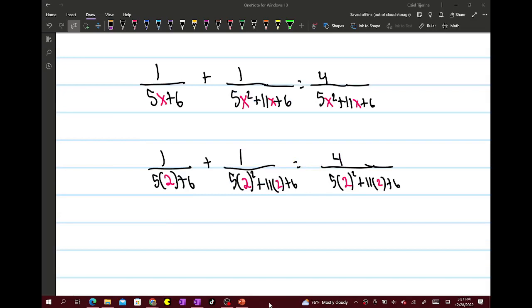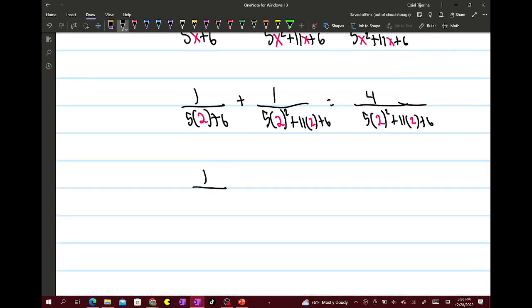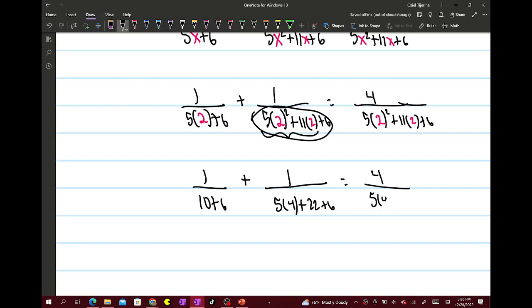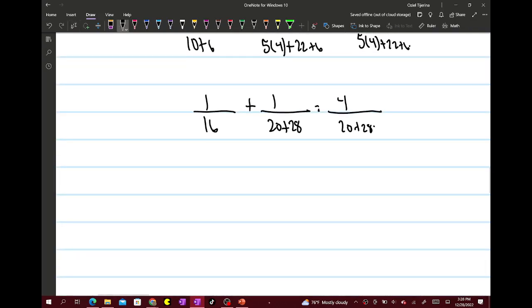Okay, so basically, you're just going to check it, right? We're checking x equals 2. So we have 1 over, and then this is 10 plus 6, plus 1 over 5 times 4. We're literally just checking it. 5 times 4 plus 22 plus 6 equals 4 over 5 times 4 plus 22 plus 6. And so then this will be 1 over 16 plus 1 over 20 plus 28 is equal to 4 over 20 plus 28. And so then this becomes 1 over 16 plus 1 over 48 equals 4 over 48.